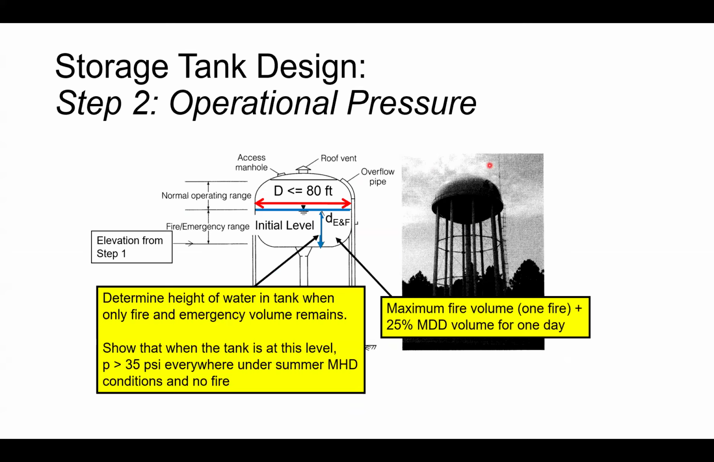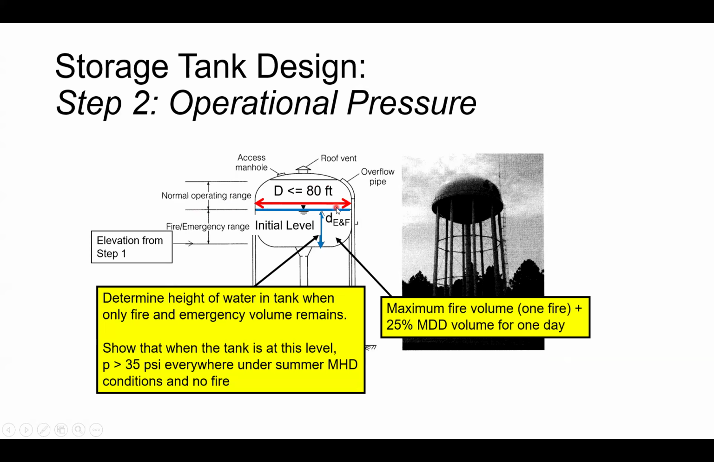Now on to scenario 2. This is under operational pressure, that is greater than 35 PSI everywhere in the system. You're going to go into the system and enter at the nodes the maximum hourly demand, no fire. In the tank, we're going to have water that includes the fire volume and 25% of maximum daily demand. Okay, so we're going to assume we're at the bottom of the normal operating range, and we just have that fire and emergency volume in there.